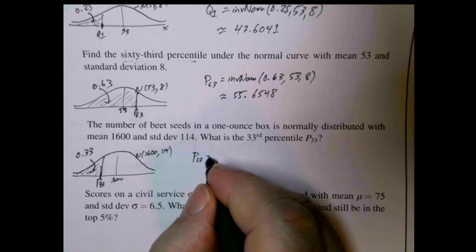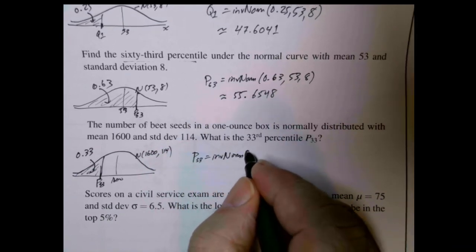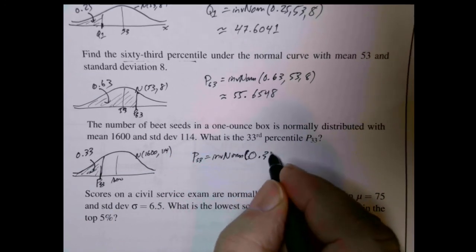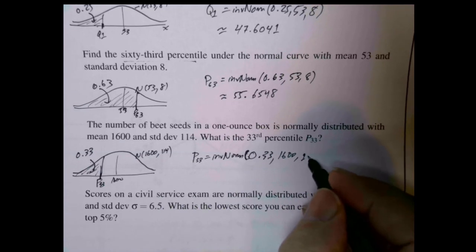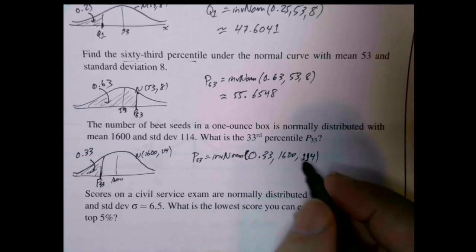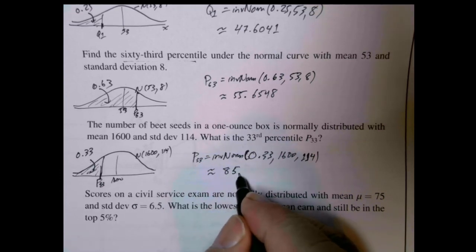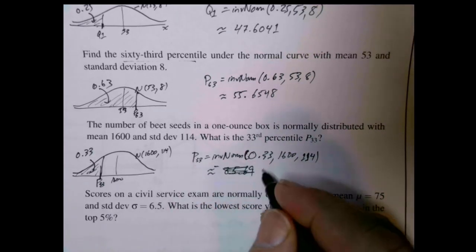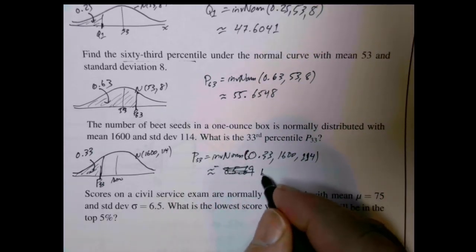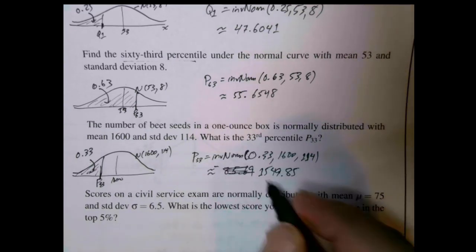So P33 is just INVNORM of 0.33, comma, the mean, comma, the standard deviation, and that turns out to be about 85.69. Oh no, it doesn't. I looked at the wrong place in my notes. It turns out to be about 1549.85. That makes a lot more sense.